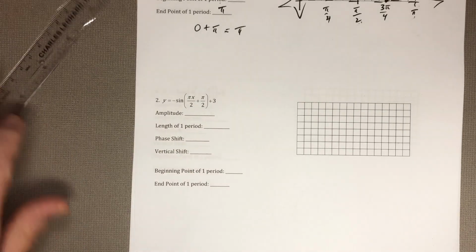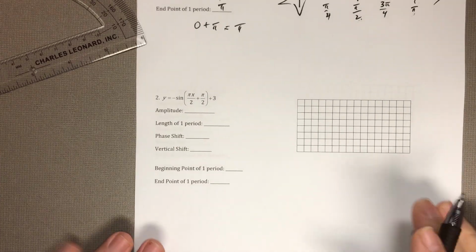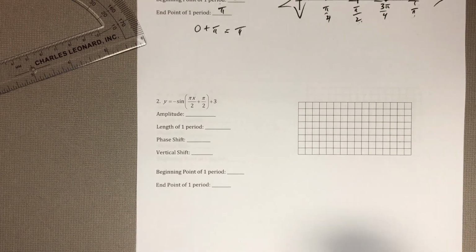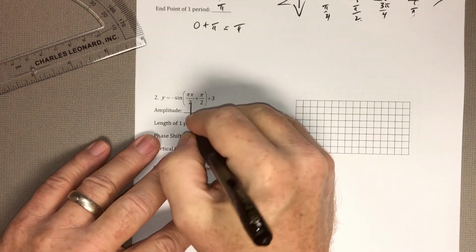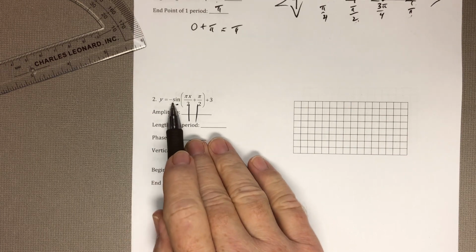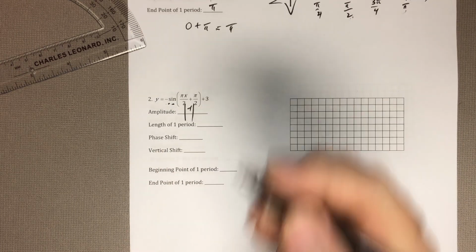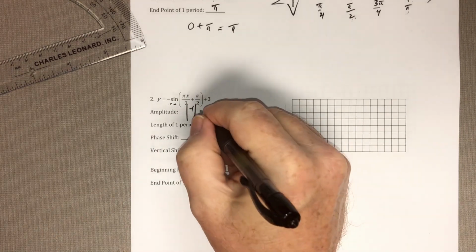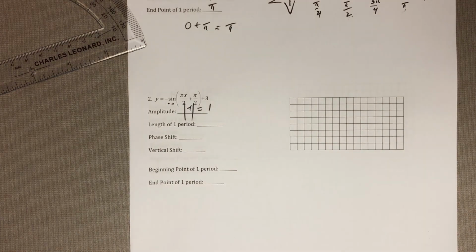In that next one, number 2, we're going to first find the amplitude. The amplitude is the absolute value of a, and that's the coefficient of the trig function. The coefficient is -1, and the absolute value of -1 is +1.